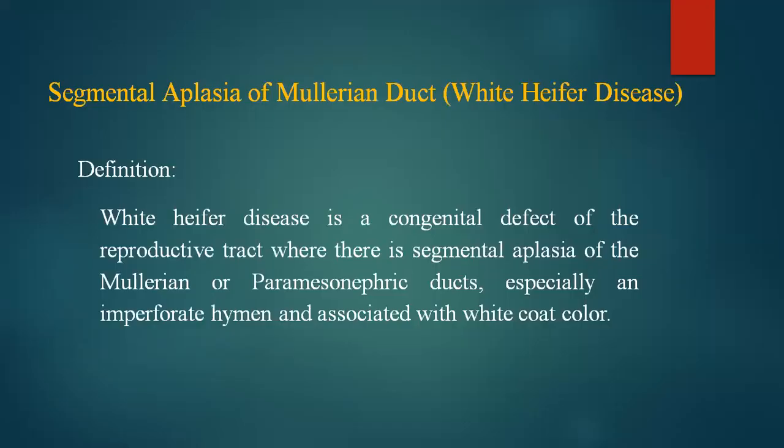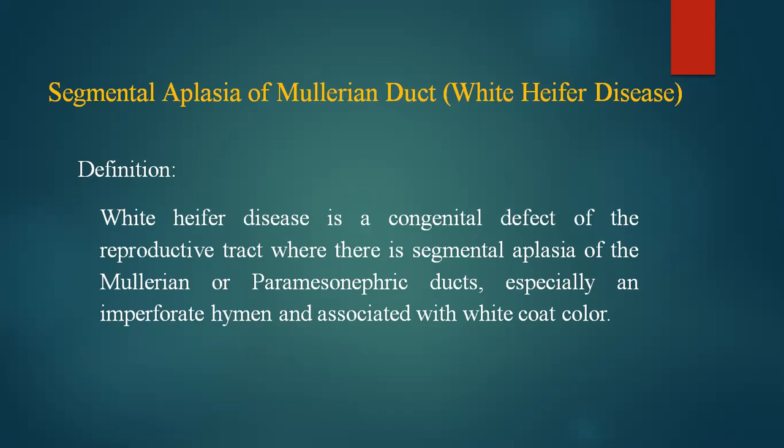The second disorder of the reproductive tract is segmental aplasia of the Mullerian duct, which is also known as white heifer disease. Definition: white heifer disease is a congenital defect of the reproductive tract where there is segmental aplasia of Mullerian or paramesonephric ducts, especially an imperforate hymen, and associated with white coat color.